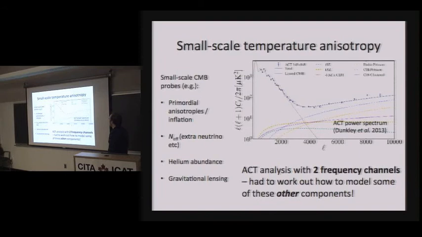So the statement of the problem that we have to solve, which I'll spend most of the rest of my talk going through, is that for this analysis, ACT has 2 frequency channels. There are clearly more than 2 components in these colored lines. So we had to do something to try and understand some of these things. We couldn't do a component separation based on different frequency dependence.